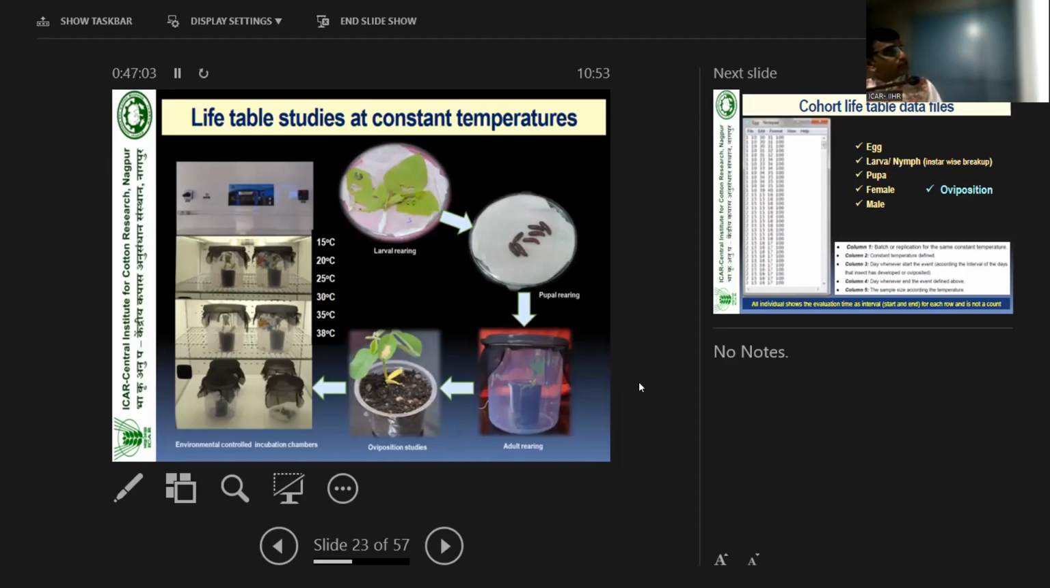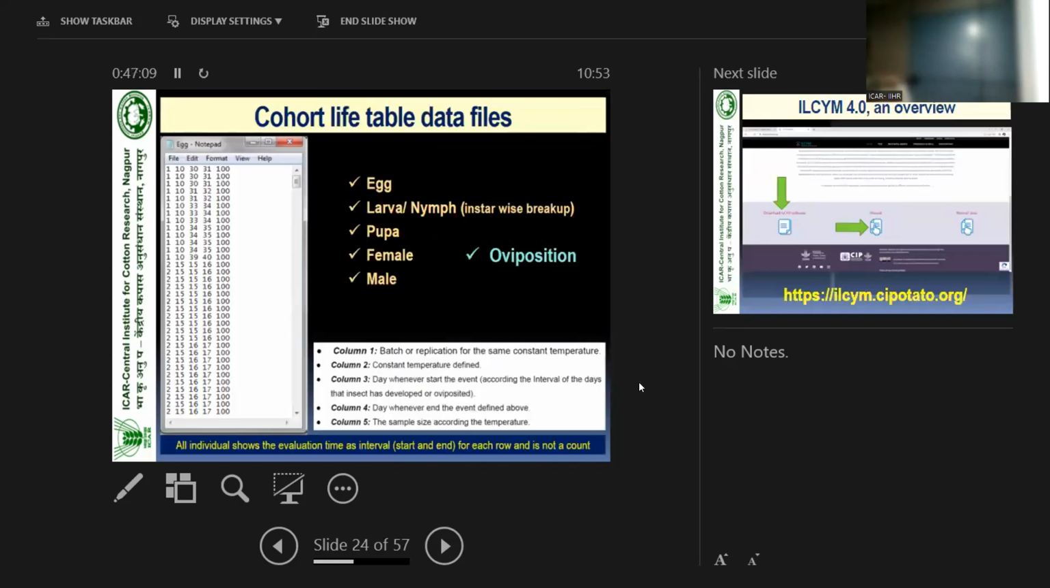It is like that. So this is the procedure for data generation. Then how the data is to be collected. You just see here. For each cohort, you should have a separate data sheet like this. This is for egg only. This is for egg. Then a separate sheet for larva.